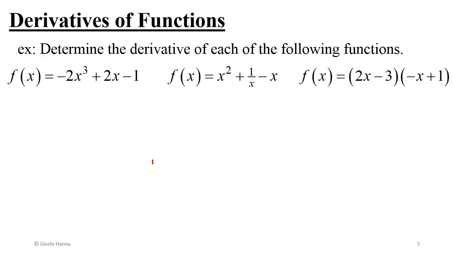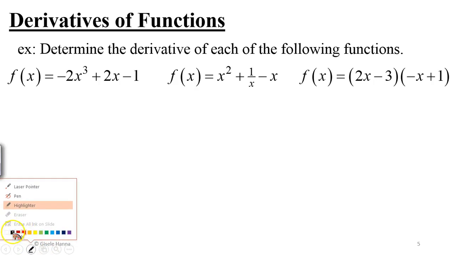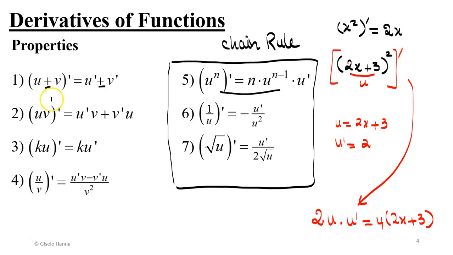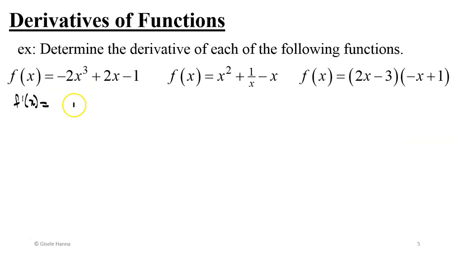So over here, let's just move to solving some examples. Okay, so if we look at the first one, it's simple. It's just a polynomial which consists of constants and powers of x. So to find the derivative here, all I have to do is just find the derivative of each term, because we've just seen here in the first property that the derivative of a sum or a difference is the sum or difference of the derivatives.